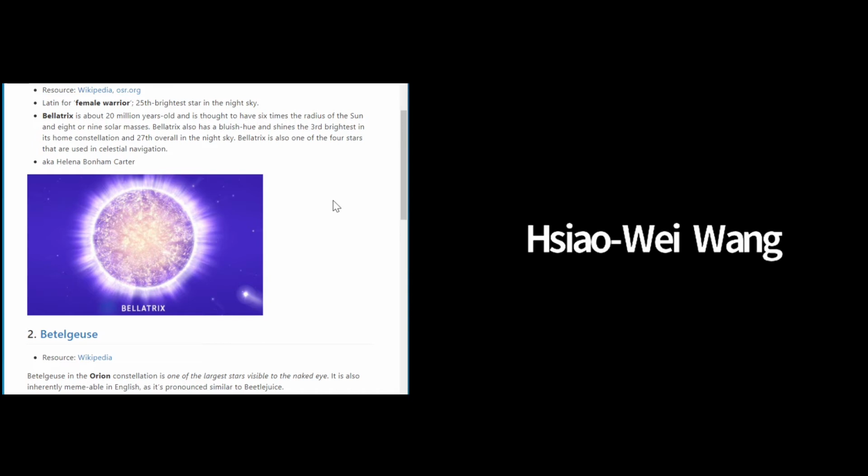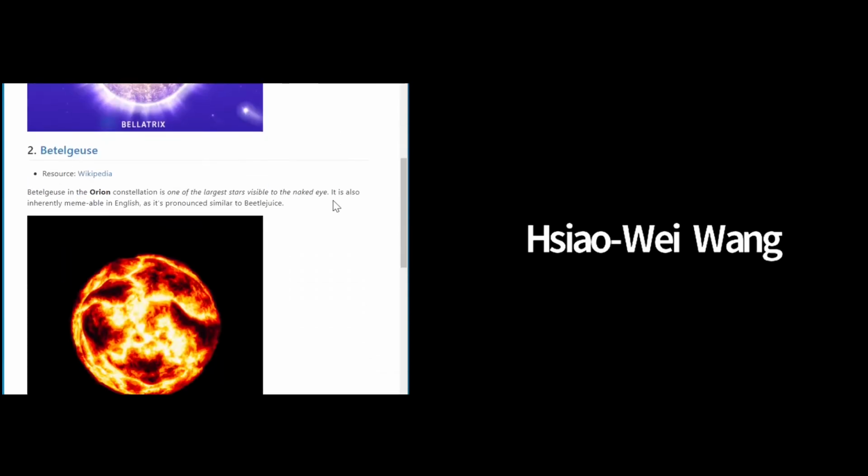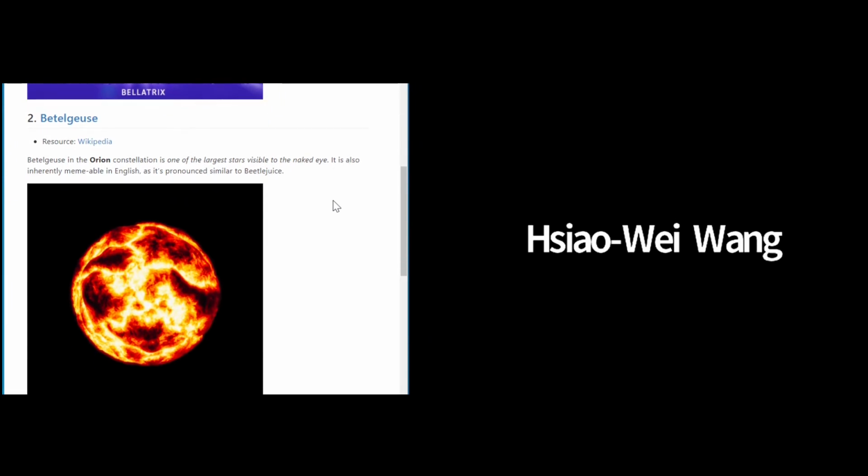And the second one has a funny name called Beetlejuice. It is in the Orion constellation and is one of the largest stars visible to the naked eye.